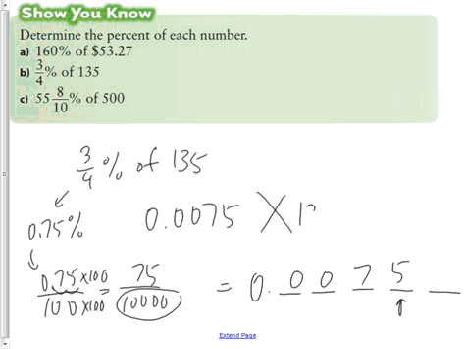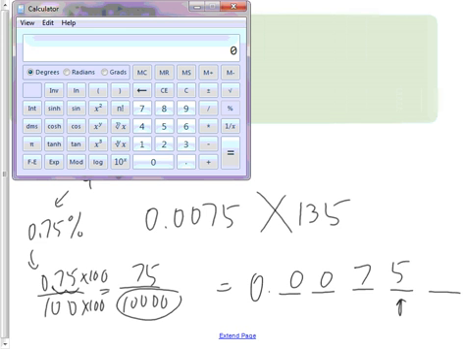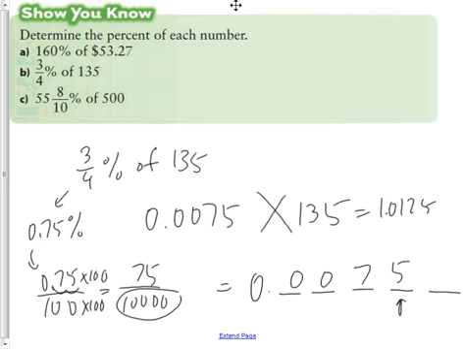of 135. Take your calculator out. Decimal 0.0075 multiplied by 135 gives you 1.0125. Now we're not dealing with money, so we're not actually going to round it because it's not a money question. So that's our answer. It's going to be 1 and 125 10,000ths is 3/4% of 135.